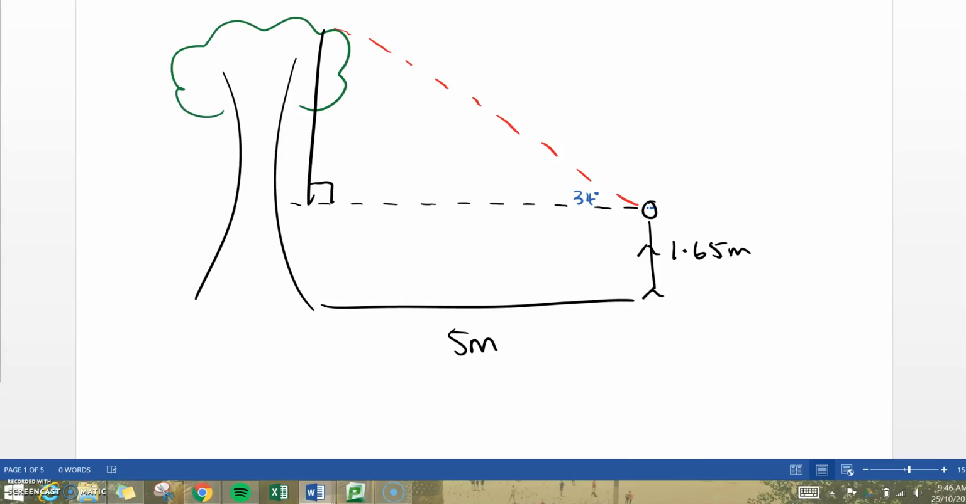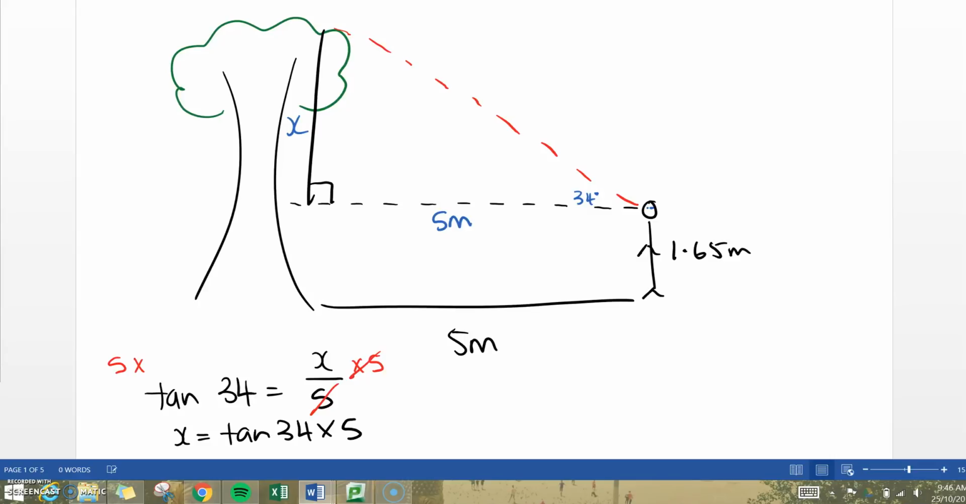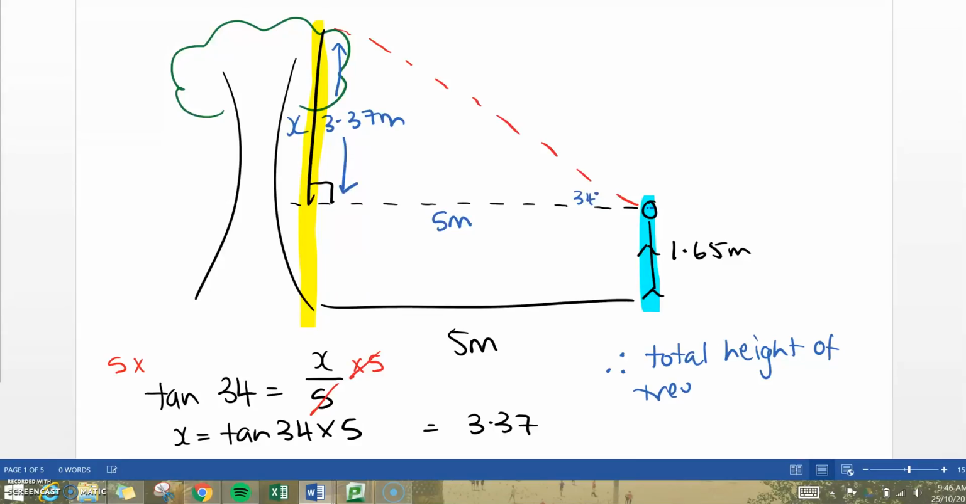Okay, so we still do the same process. This is x, this is 5 meters. So tan of 34 equals x over 5. Multiply both sides by 5. They cancel out. x is equal to tan 34 times 5, which, as we know from before, is equal to 3.37. But this time, that only gives us this length, 3.37 meters. And I want the entire height of the tree. So in order to get that, I need to add my height, my 1.65. So therefore, total height of the tree is equal to 3.37 plus 1.65, and my tree is 5.02 meters high altogether.